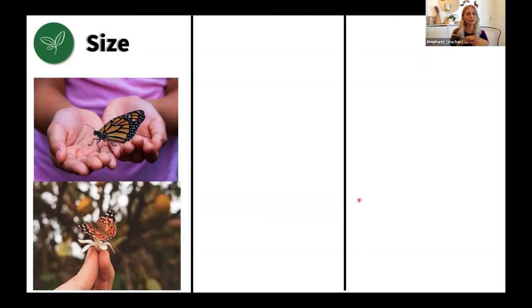For example, skippers are generally really small butterflies. So that's a great key feature. But when I talk about monarch butterflies and they're in the family brushfoots, brush-footed butterflies are very variable with their size. So size doesn't always help you here. But that is a first step. So take that first step.